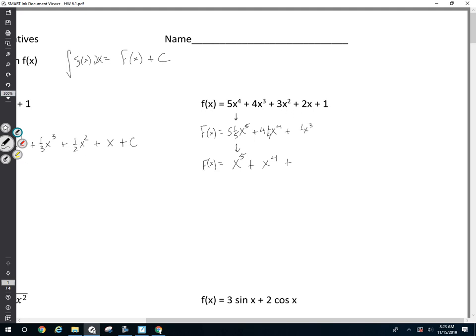X cubed times 1/3 times 3. The 1/3 and the 3 cancel, just gives you x cubed. X squared times a half, the half times the 2, just 1. So this is just x squared. The 1 is x. Don't forget the c. Okay?